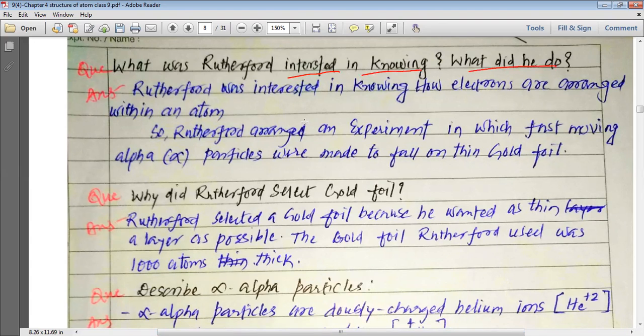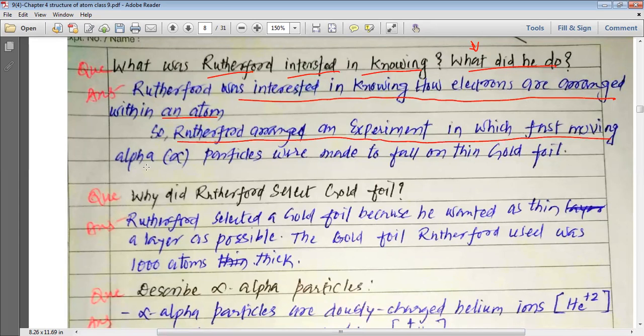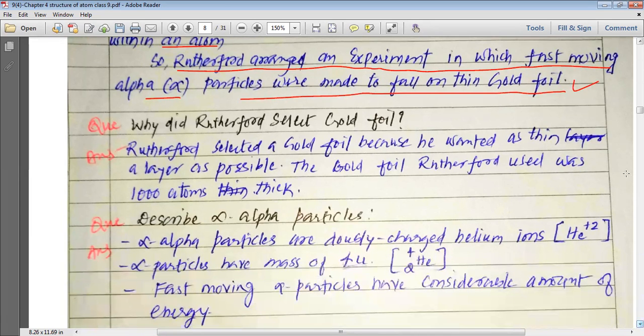Let us see what Rutherford was interested in knowing and what he did. There was a scientist whose name was Rutherford. He wanted to know more about the structure of atom. Rutherford was interested in knowing how electrons are arranged within an atom. So Rutherford arranged an experiment in which fast moving alpha particles are made to fall on the gold foil.